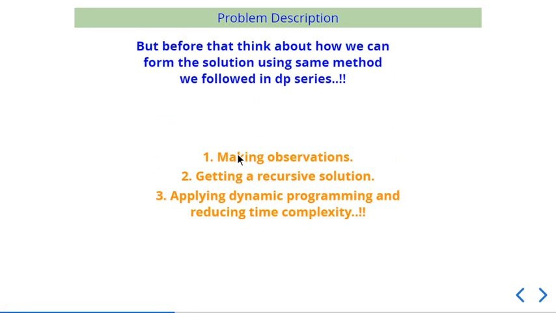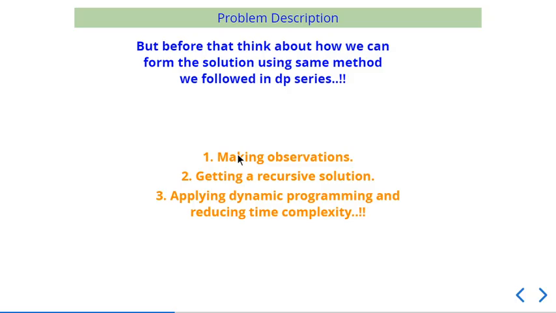So what are the observations that we do? There are 3 steps that we usually follow in the DP series. First, we'll make the observations. हमें observations करनी होती हैं. Then the second point is we'll develop a recursive solution. हमें एक recursive solution develop करना होता है to see how we are solving this particular DP. What is the pattern that we are getting from the DP? And the third one is applying dynamic programming and reducing the time complexity.